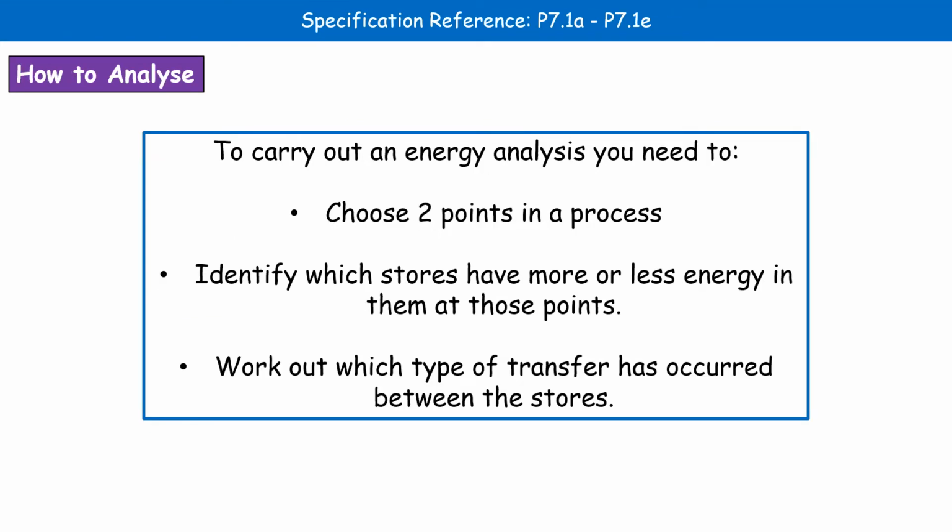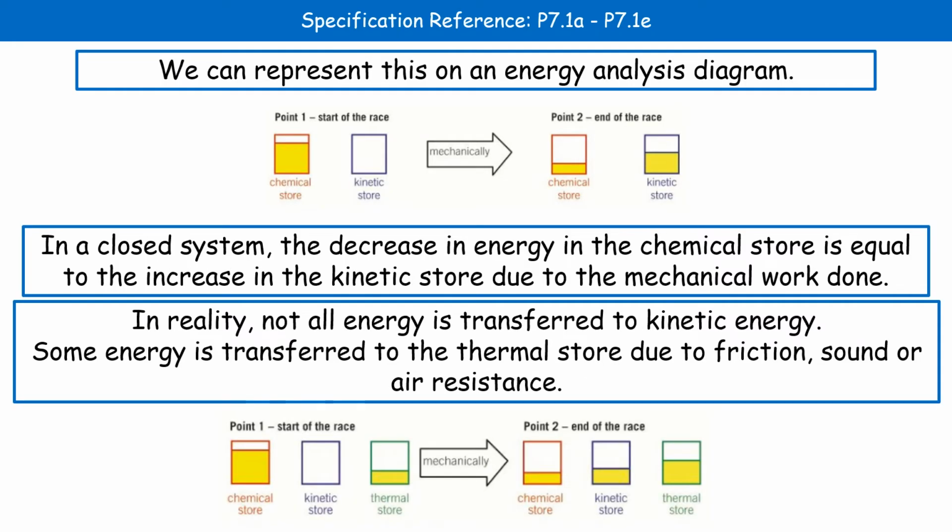Which brings us nicely onto the idea of carrying out energy analysis. Now, in order to do an energy analysis, we need 2 points in a given process. We then need to identify the stores that have more or less energy at those given points, and then work out what type of transfer occurred between them. So, let's have a little look at an example.